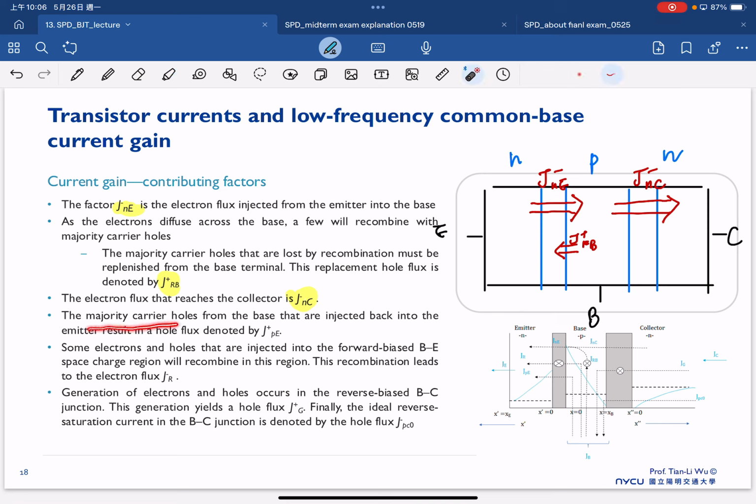The majority carrier holes from the base region are injected back into the emitter, resulting in a hole flux that we call the J plus PE. So we also have this hole injected back. Some electrons and holes are injected into the forward BE space charge region and will recombine in this region, and this recombination leads to the JR minus, which is this one.